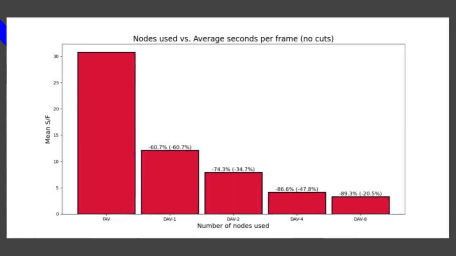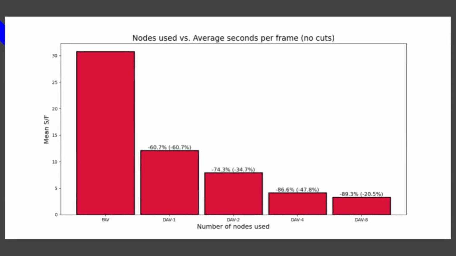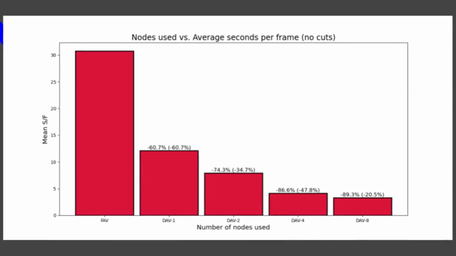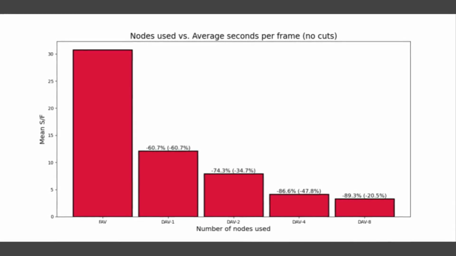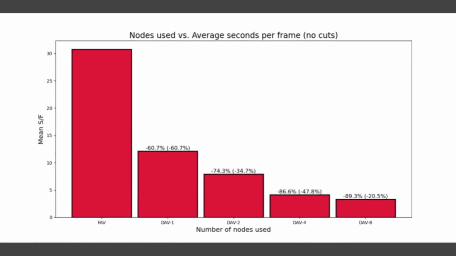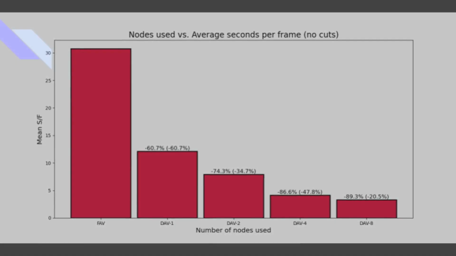Here's the same graph, but instead of looking at the overall dataset, we're only considering speedup over the subset of videos that have no cuts. As you can see, there are still significant gains, but the diminishing returns effect is more apparent here.